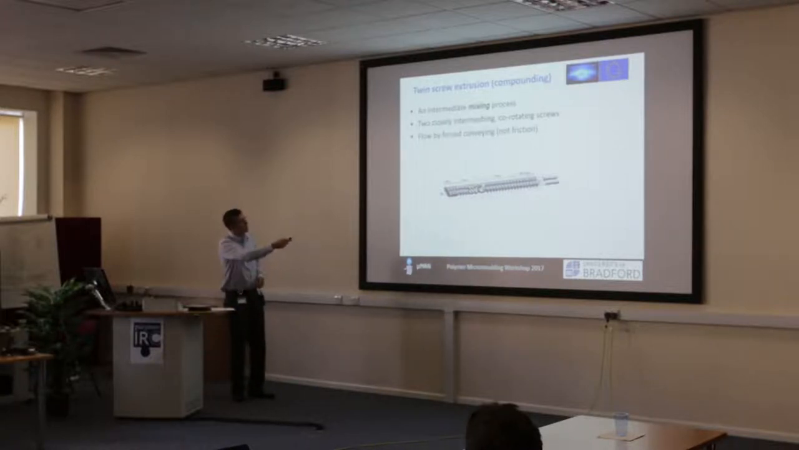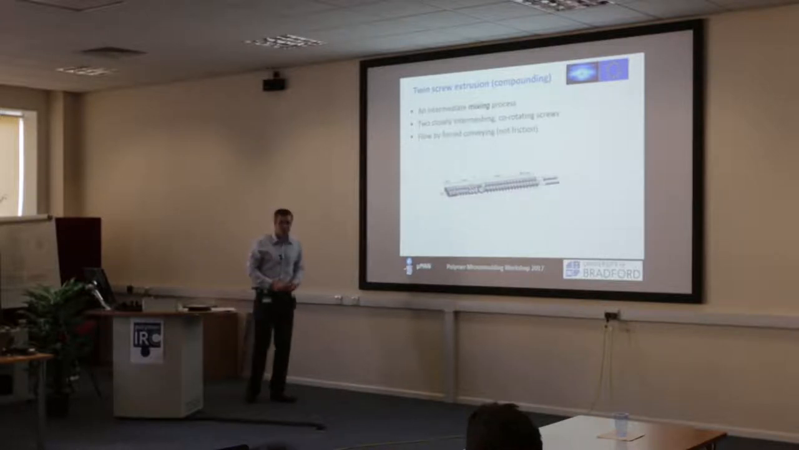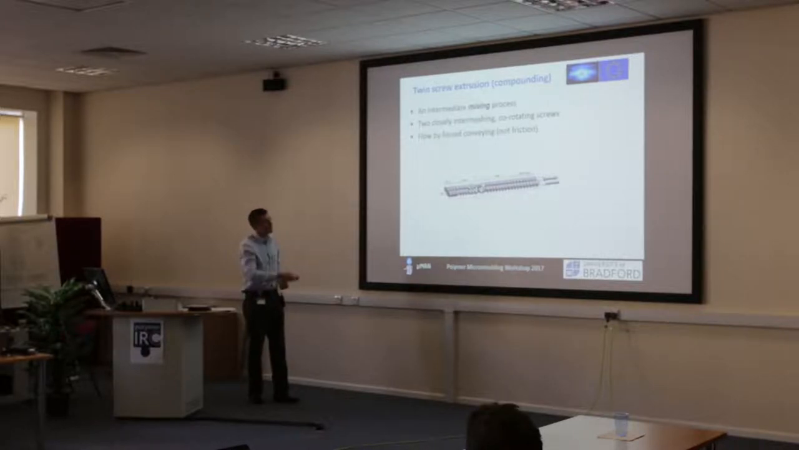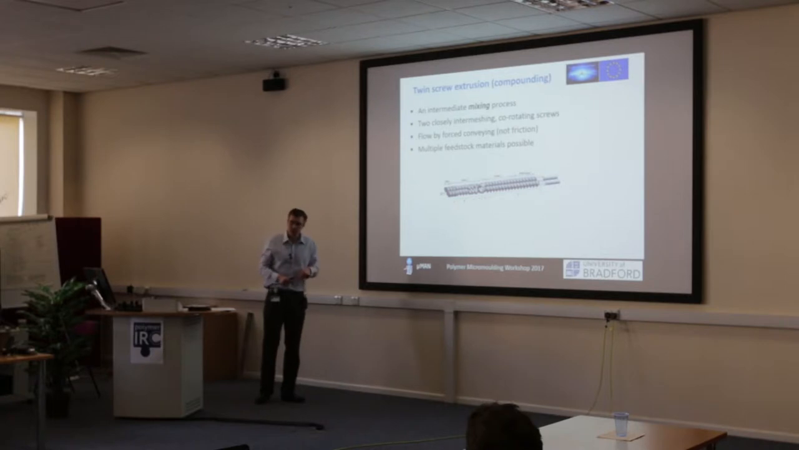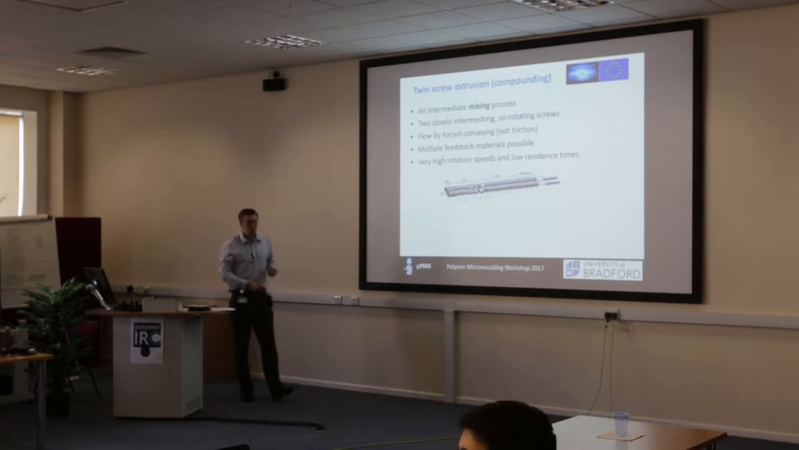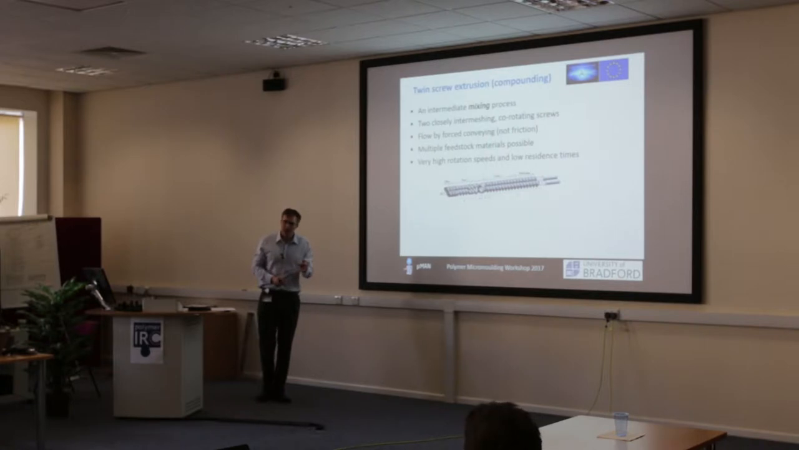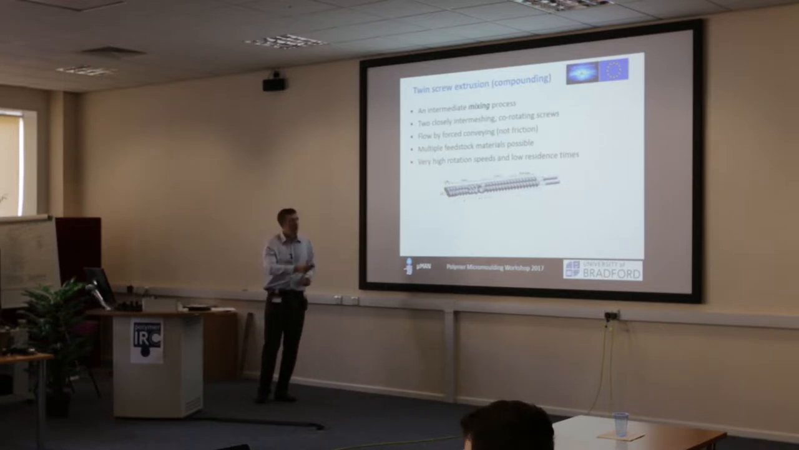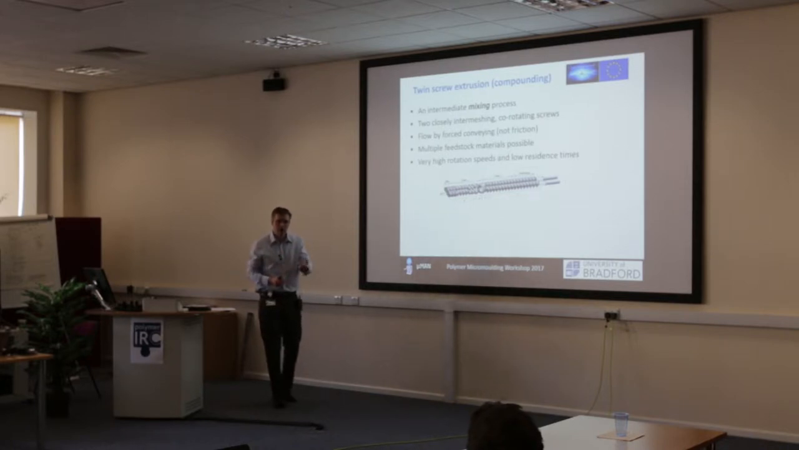So one of the reasons this is very widely used is it's forced conveying. We don't rely on friction, so we can put any materials in a twin screw extruder we like. We can put liquids in, we can put powders in. They don't have any choice, they're taken away by the co-rotating screws. We can have multiple feedstock materials. We can feed more than one material in, and I'll show you some examples of that. We can run at very, very high screw rotation speeds and therefore give very low residence time. So the polymer comes into the screws. These might be rotating at 2,000 revs per minute. They're mixed and out to the other end in maybe seconds, maybe 15 seconds. So the time that the polymer experiences at high temperature is very low, which is good for the polymer.